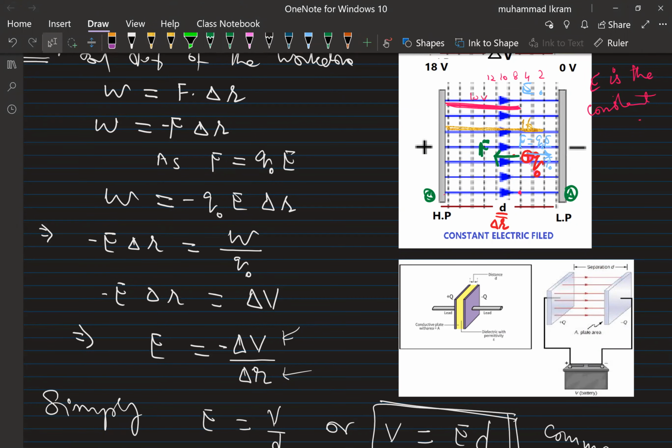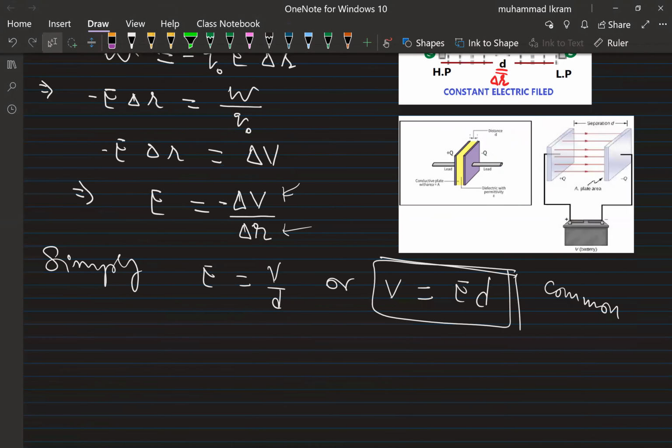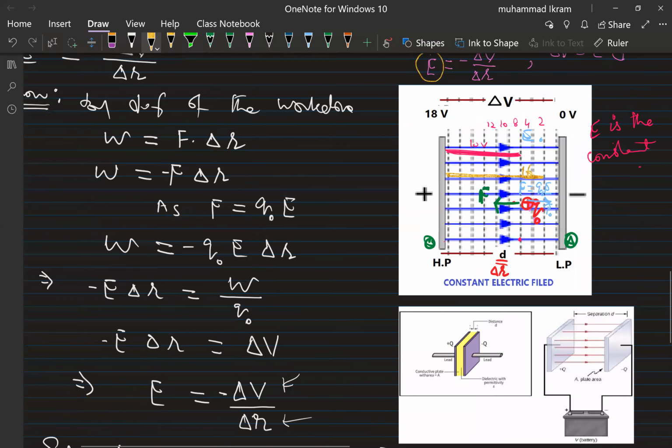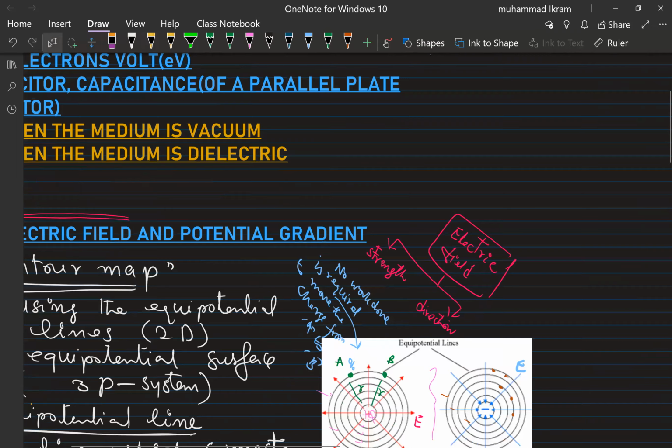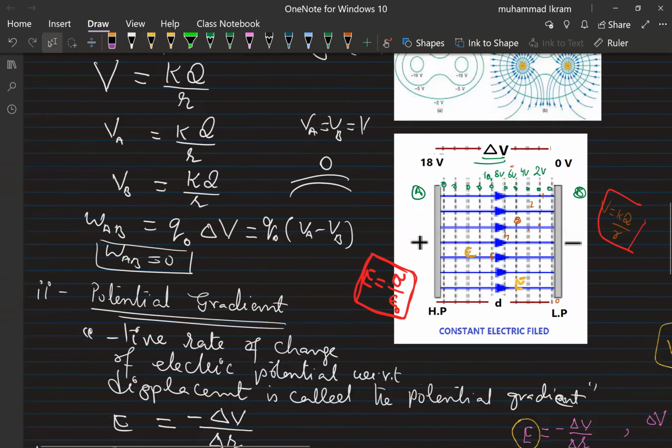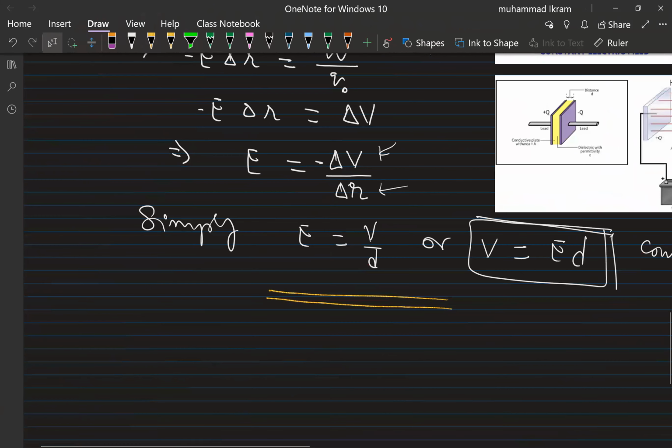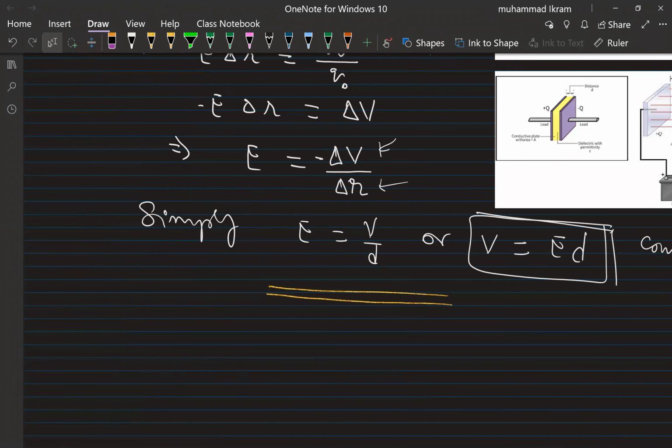Okay, so one is this thing. Is it clear? I'm so sorry that I couldn't finish the entire lecture for you. So this is all about the potential gradient, and for the capacitor, that is the next part, the capacitance of the parallel plate capacitor. Inshallah, I will explain that to you in my next lecture number 9. So thank you very much for being here, and this is our final equation.